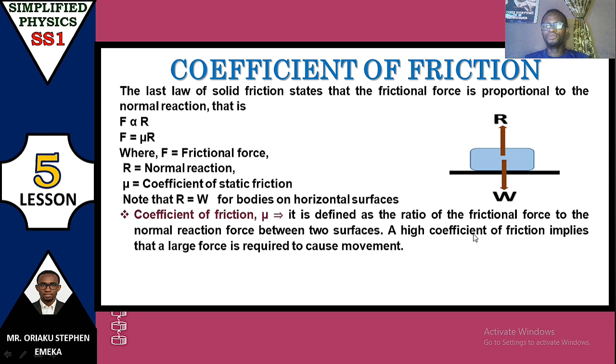Now the coefficient of friction is defined as the ratio, because if you make the coefficient of friction the subject of the formula, it's going to be mu equals F over R. So it's defined as the ratio of the frictional force to the normal reaction between the two surfaces. This is what it means.